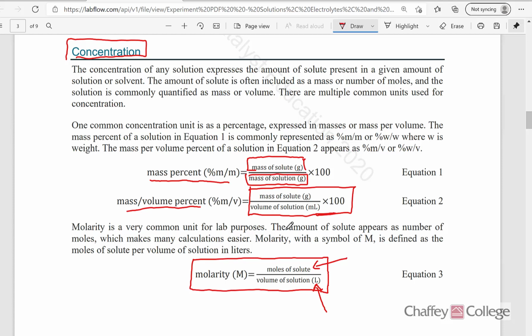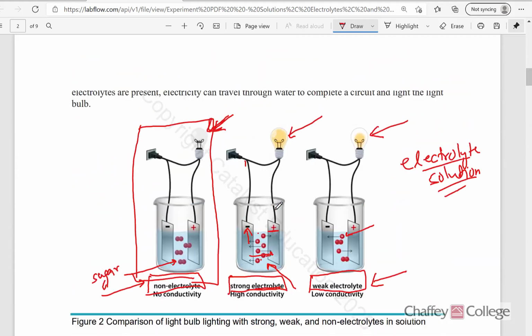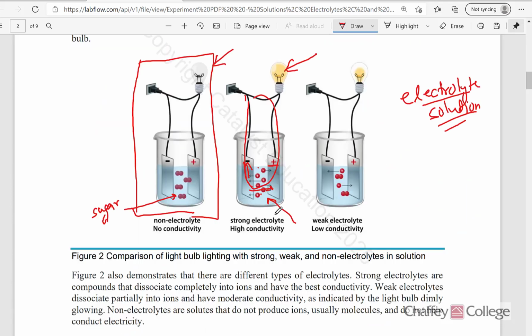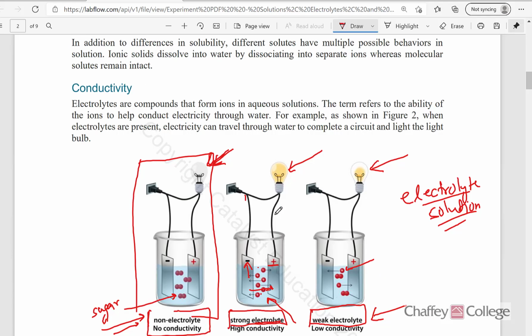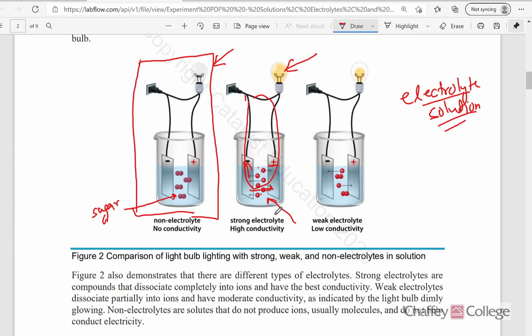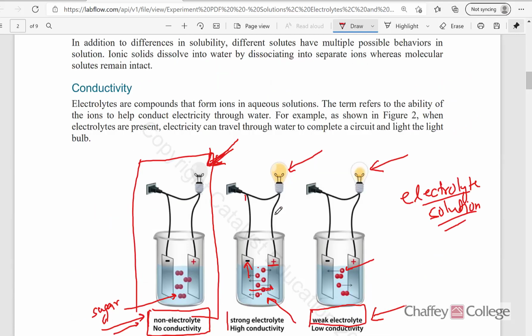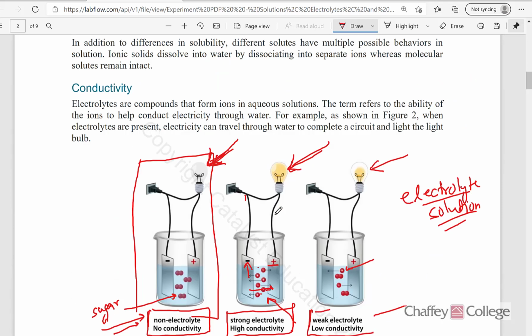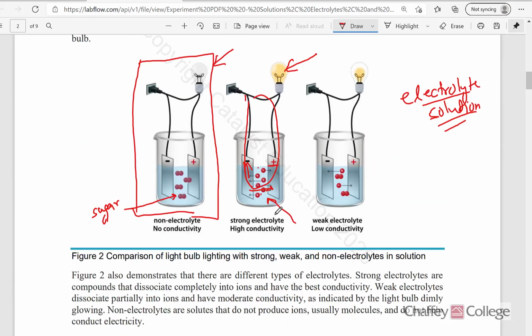We will categorize various solutions as non-electrolyte solutions. Remember, in a non-electrolyte solution, there will be no conductance of electricity, hence the light bulb will not glow. Or the solution may have a strong electrolyte. In that case, there will be high conductivity and the light bulb will glow strongly. And the third category would be a weak electrolyte solution. In that case, there will be low conductivity and the light bulb will glow dimly.